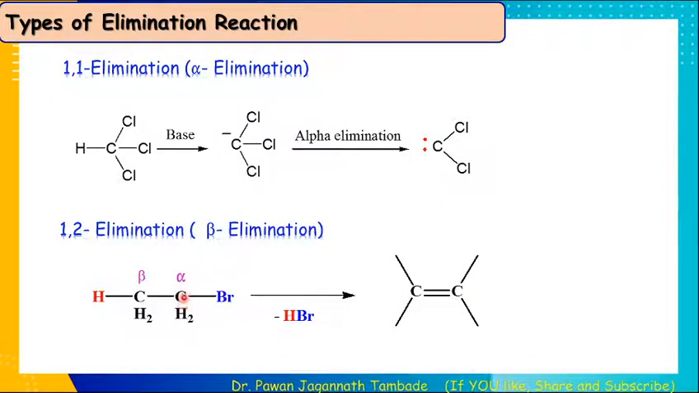So this is say alpha carbon atom and this is beta carbon atom. So one atom or group is removed from alpha carbon atom and other atom or group is removed from beta carbon atom, and thus such reactions are called as 1,2 elimination, or they are more commonly called as beta elimination reaction. In this chapter, our focus will be on beta elimination reaction, where after elimination there is a formation of multiple bond, that is carbon-carbon double bond or carbon-carbon triple bonds.